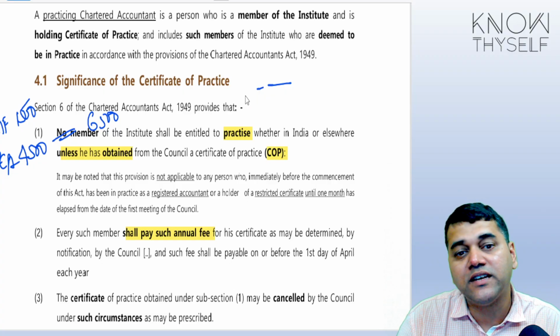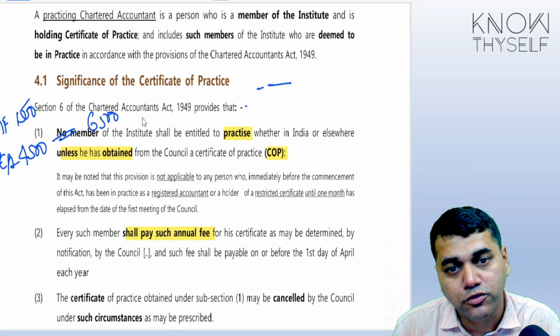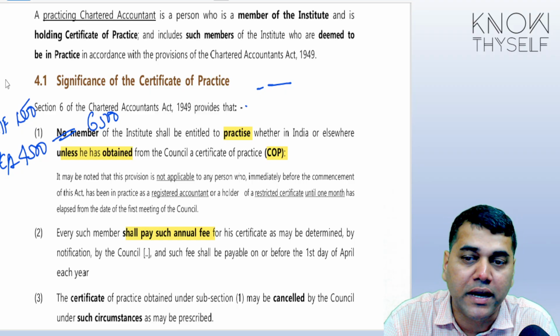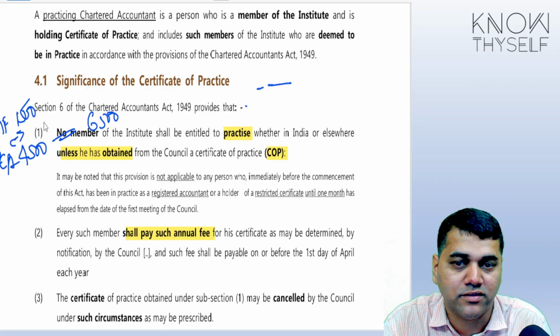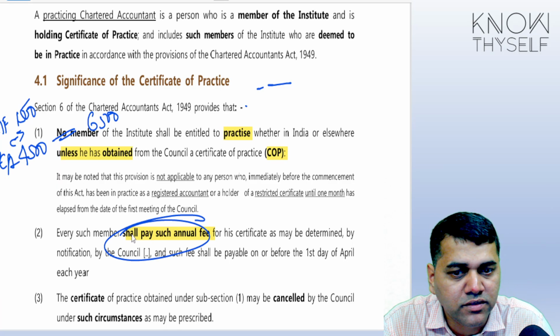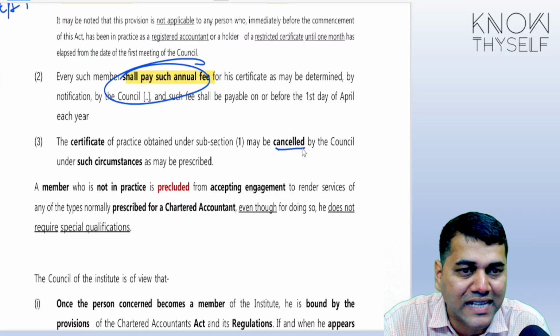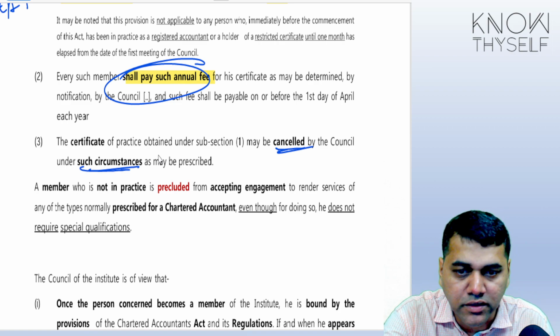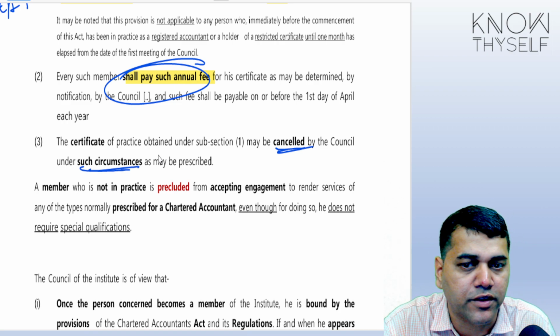If you are a senior, like you have crossed 60 years, you get senior concessions. If you have just started practice, you still get concessions. So you have different slabs. You have to pay the annual fees. The certificate of practice shall be cancelled by the council under such circumstances as may be prescribed. Okay, we'll see that also, when they can cancel the certificate of practice.